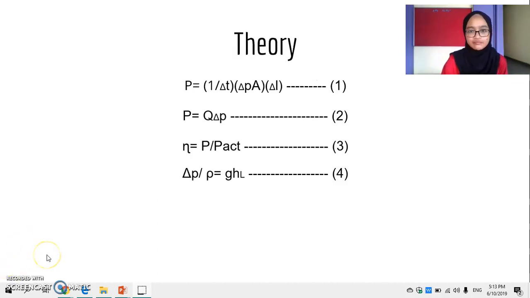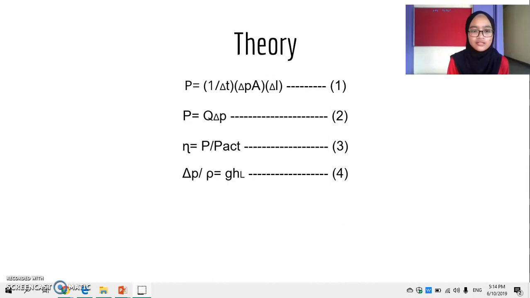So the theory and background of this experiment is, since we are using the pump rig, there are three pumps, and we are only using pump 1 and pump 2. Pump 1 is a single stage pump, while pump 2 is a multi-stage pump. The fluid that we used is only water, even though there are two choices, which are water and oil.